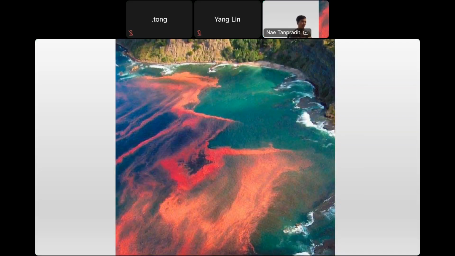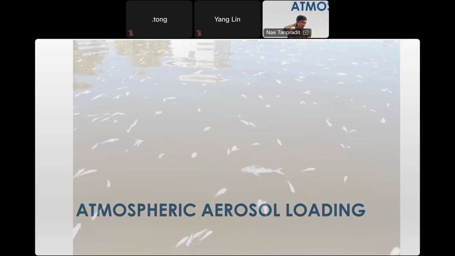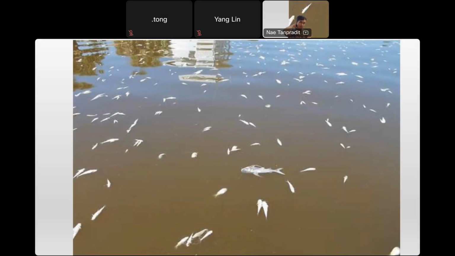Sometimes it changes the color of the sea, and they produce a toxin also. When the algae dies, it will produce a toxin to the living organisms. You see that there's a die-off of the fish populations. This happens in many parts of the world now.